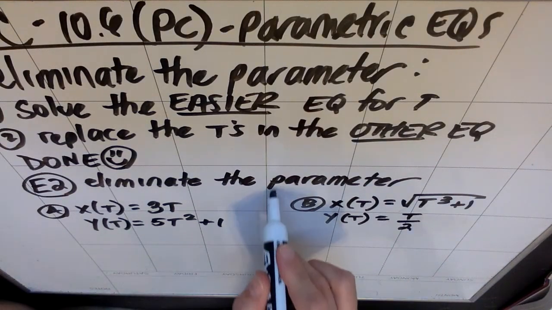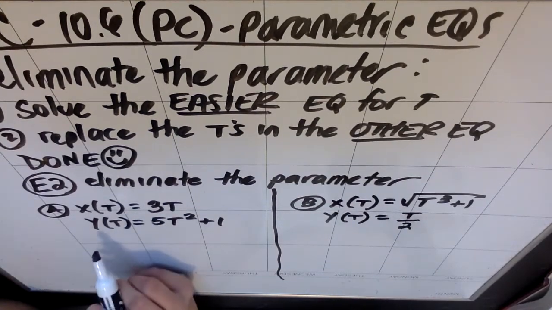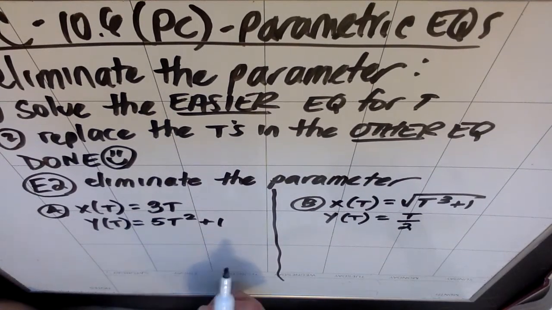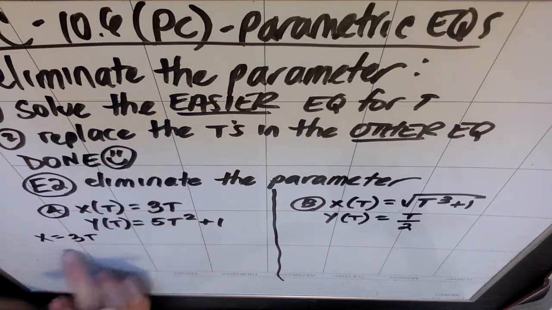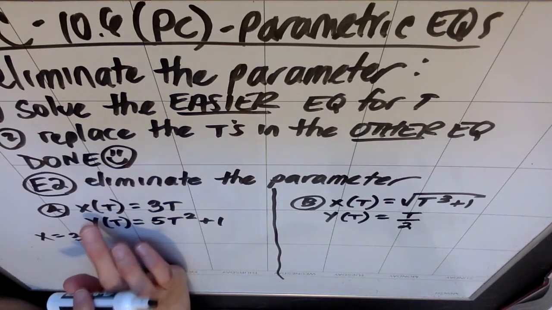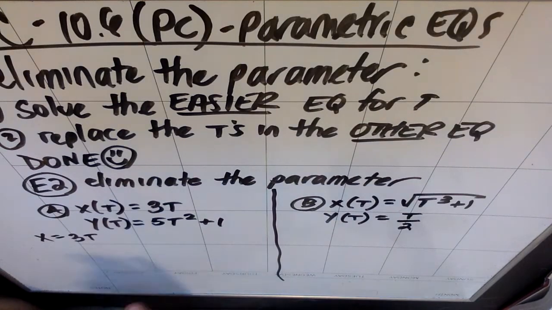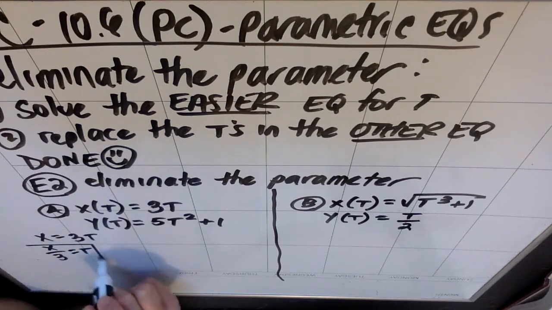When I look at a, my two equations are x of t equals 3t, and y of t equals 5t squared plus 1. Objectively, 3t is the easier equation. So I have that x equals 3t. I'm just going to get rid of the of t, because x of t is just a notation that indicates that x is written in terms of t stuff. I don't need that. So I'm going to write x equals 3t, and I'm going to solve for t by dividing by 3. So I'm going to get x over 3 is my t.